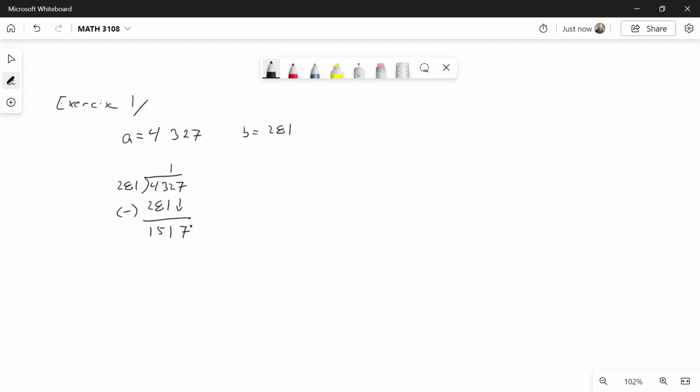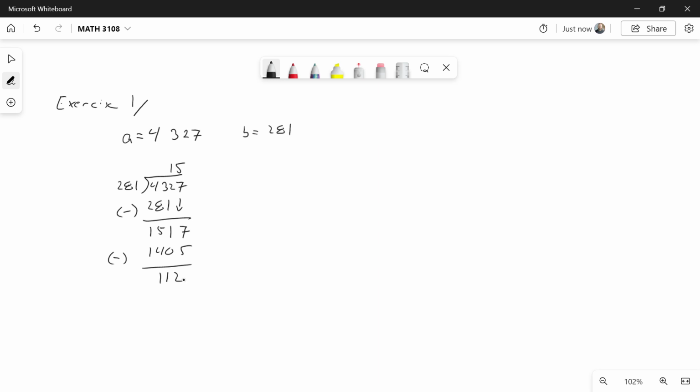So I ask the question, am I at my stop condition? My stop condition is based upon comparing the remainder, so that's my 1,517, with my divisor, which is 281. Now 281 is much smaller than my remainder, so I repeat the process again. How many times does 281 go into 1,517? Well, it goes a total of 5 times. So 5 times 281 is going to get me 1,405. I do the subtraction here, and I'm left with 112.